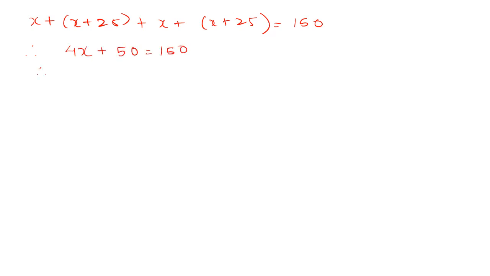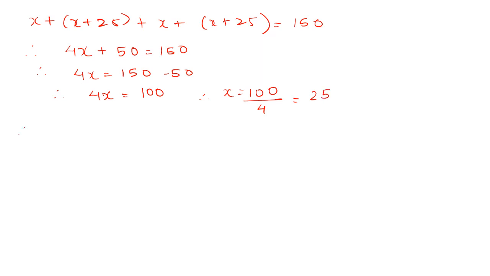Now further, I'll again write the step. x plus 25 plus x plus 25 is equal to 150. Therefore, like terms will add. So x plus x plus x plus x becomes 4x, plus 50 is equal to 150. Therefore, 4x is equal to 150 minus 50. Therefore, 4x is equal to 100. Therefore, x is equal to 100 upon 4, which is equal to 25.